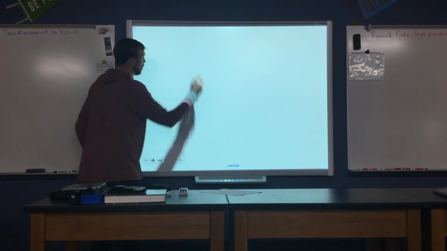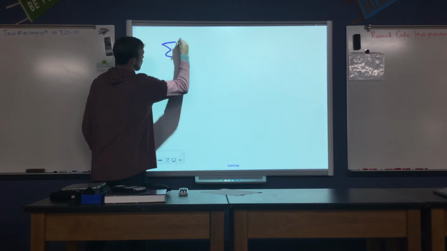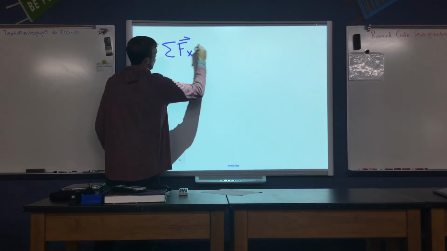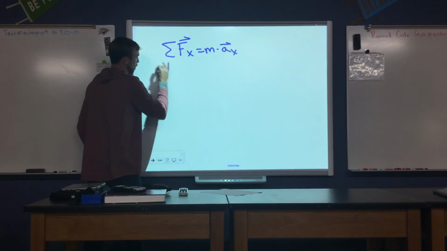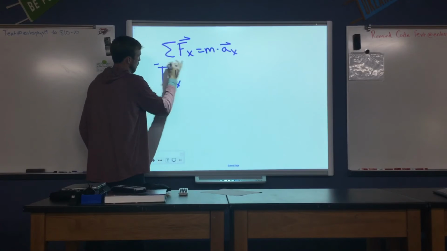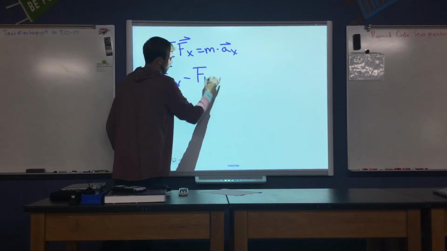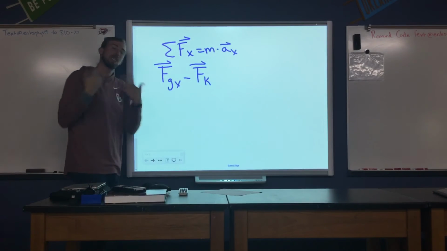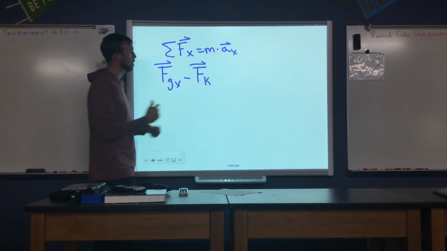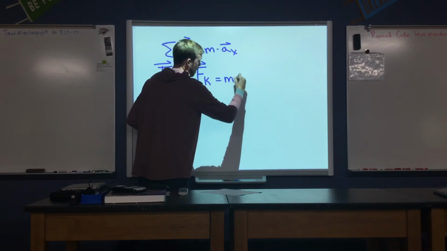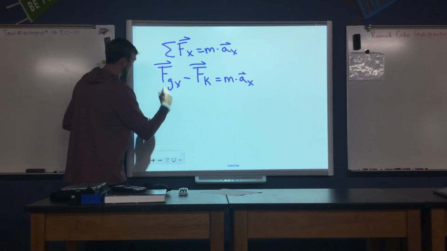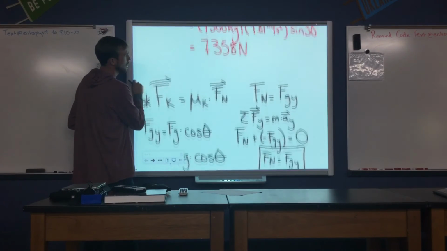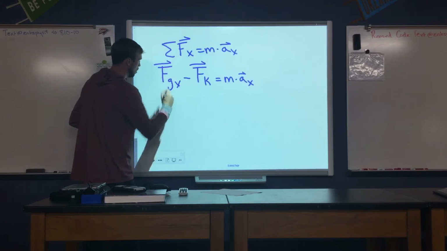So now we'll come back here. We had a sum of forces in the x direction equals the mass of our object multiplied by its acceleration. So we have F sub g in the x minus F sub k. Remember, we're just adding a negative, so we can write that effectively as just subtracted by. Is equal to mass times acceleration. So now we'll plug in what we know. Our force of gravity in the x was, let's see, 7358 newtons.